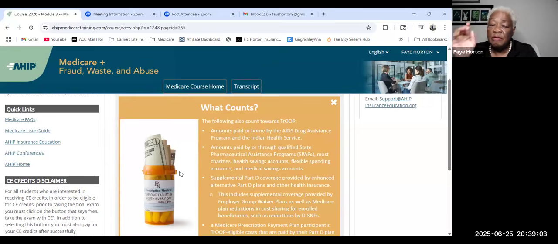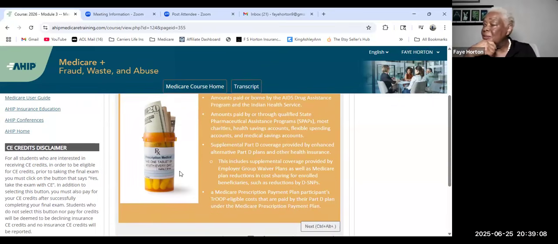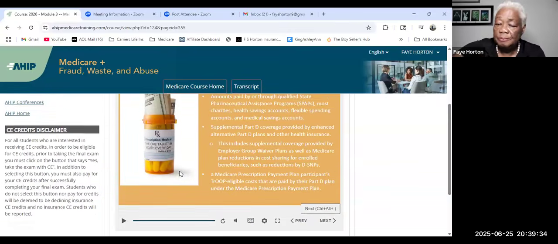This includes supplemental coverage provided by employer group waiver plans, as well as Medicare plan reductions in cost sharing for enrolled beneficiaries, such as reductions by DSNPs. Included in TROOP are a Medicare prescription payment plan participant's eligible costs that are paid by their Part D plan under the Medicare prescription payment plan.